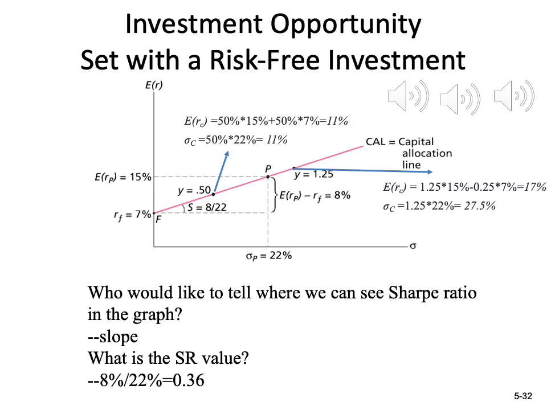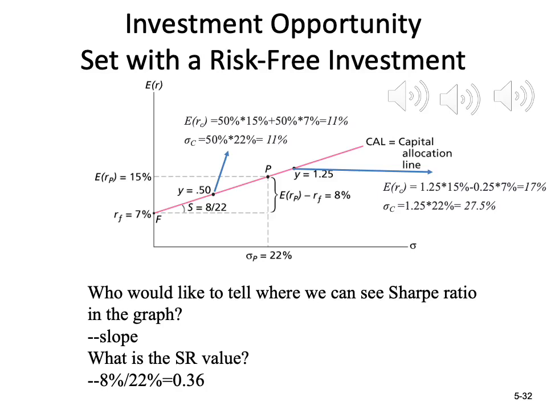The complete portfolio's risk will be a lot higher because that is proportional to the risky asset. So 125% times 22%, the risky portfolio's risk. So the complete portfolio's risk is 27.5%. So you can see when you borrow money to invest, your return is higher, but at the same time, your risk is also going to be higher.